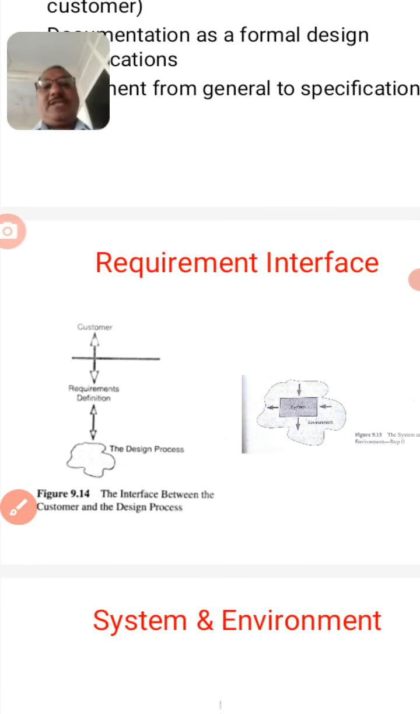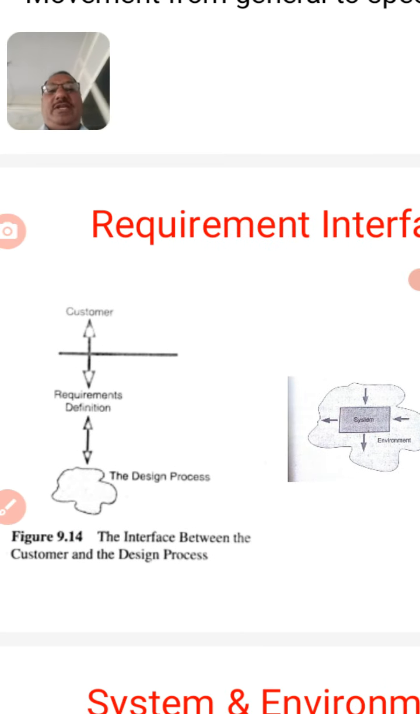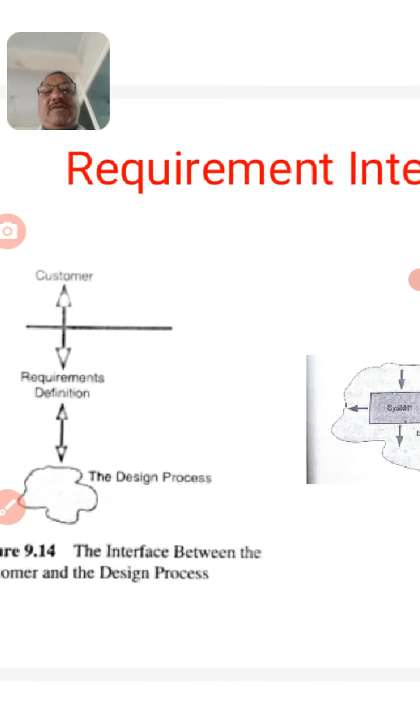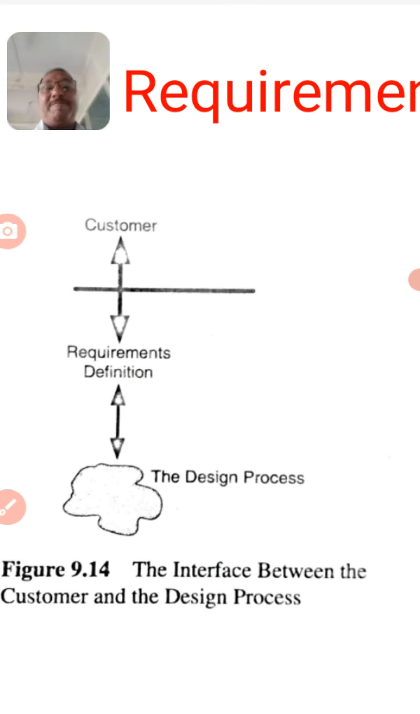Now see figure 9.14, requirement interface. The requirement interface is from the customer to the actual design process. Based upon the requirement of the customers, we design the process. By sitting with customers for hours, we design the complete process. On which basis are we designing that process? That is with the help of the requirements that we have gathered from the customers.